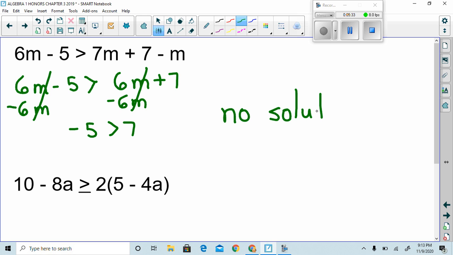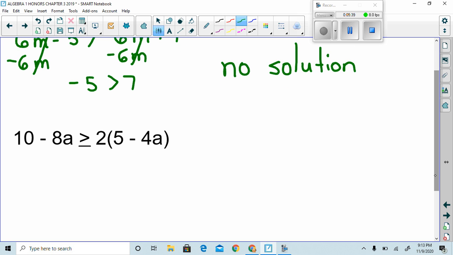And again, we came upon that same situation in equations. Looks like we've got another multi-step here with a distribution to start us off with. So we'll just start off by multiplying by 2. That's going to give me 10 minus 8a.